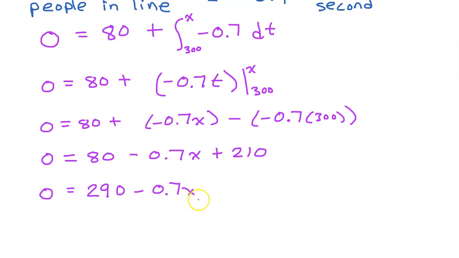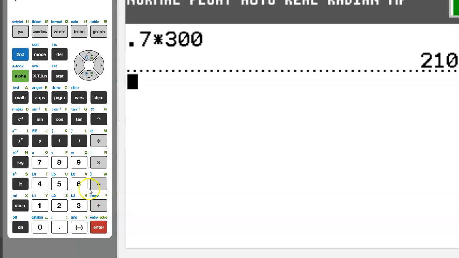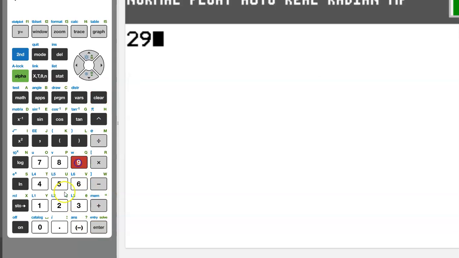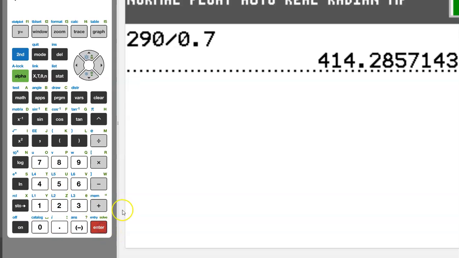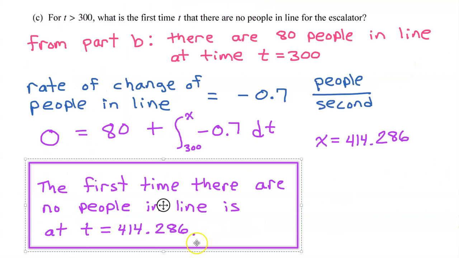Adding 0.7x to both sides, we get 0.7x is equal to 290. Dividing both sides by 0.7, let's see, 290 divided by 0.7, we get 414.286, which is the same answer that we got the last time.